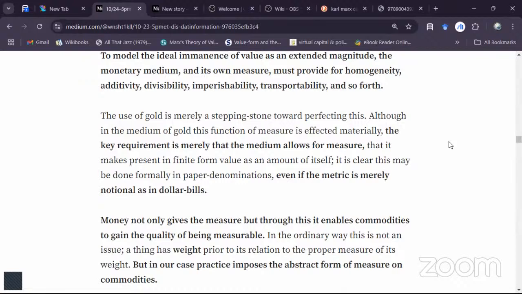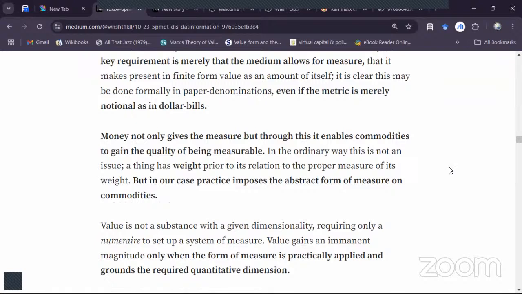Although in the medium of gold, this function of measure is effected materially, the key requirement is merely that the medium allows for measure, that it makes present in finite form value as an amount of itself. It is clear that this may be done formally in paper denominations, even if the metric is merely notional, as in dollar bills. This is sort of what we're getting at with cyber currency. Money not only gives the measure, but through this, it enables commodities to gain the quality of being measurable. In the ordinary way, this is not an issue. A thing has weight prior to its relation to the proper measure of its weight. But in our case, practice imposes the abstract form of measure on commodities.